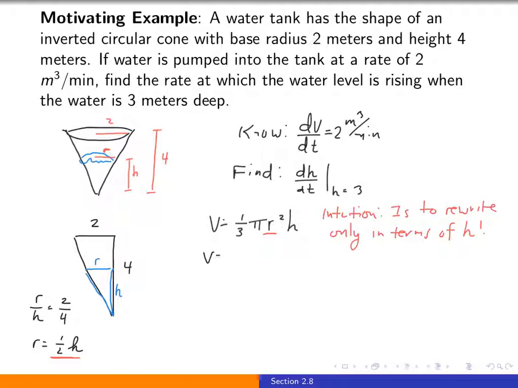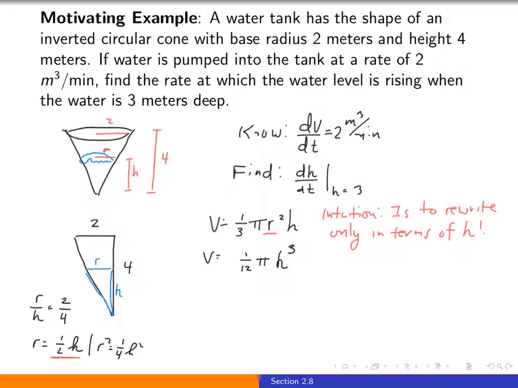So when we do so, we are going to think about r as being replaced with 1/2 h. So r squared is 1/4 h squared. 1/3 times 1/4 is 1/12. Then we have pi h squared times h, so that's h cubed. And this is really the most difficult part of the problem, seeing that we have these similar triangles, which allows us to express the volume solely in terms of the variable h.